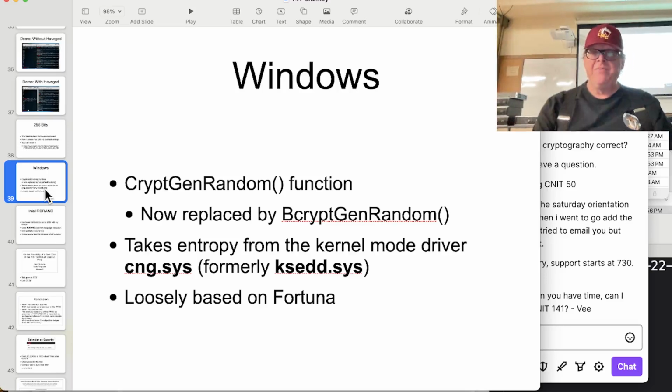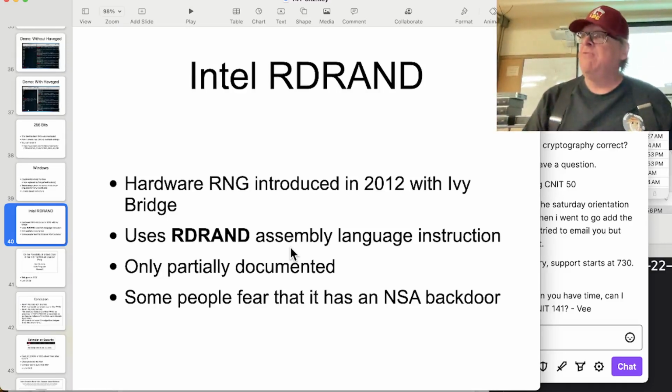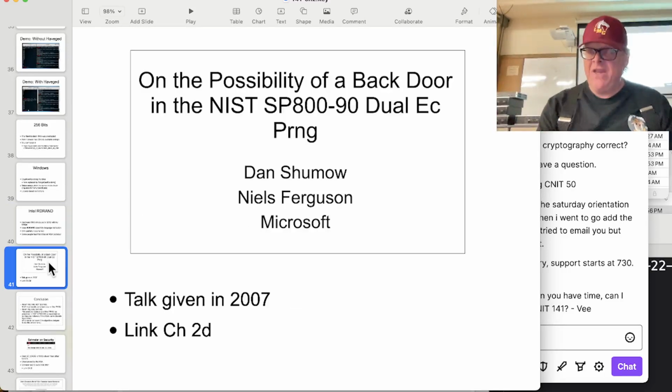In Windows, it's got this thing, and this is loosely based on Fortuna. And like I say, in 2012 Intel has a hardware random number generator in it. It's only partially documented, though, and around this time, some serious cryptography scandals came out. How a lot of big companies were lying about their cryptography and being forced to lie by the government to tell people to use unsafe cryptography, so people were very, very afraid of this.